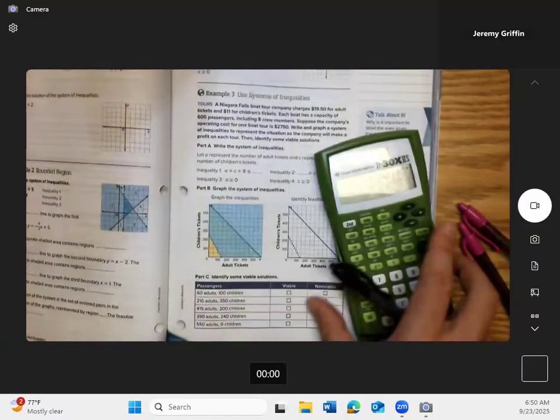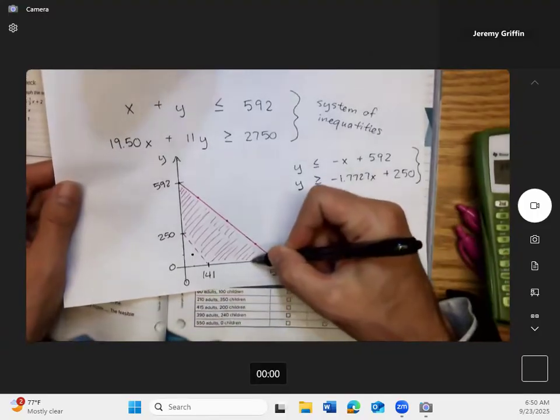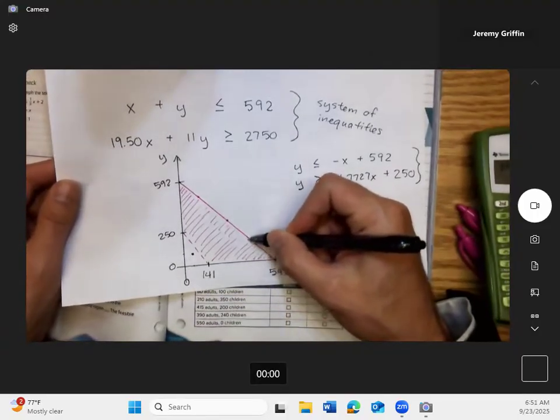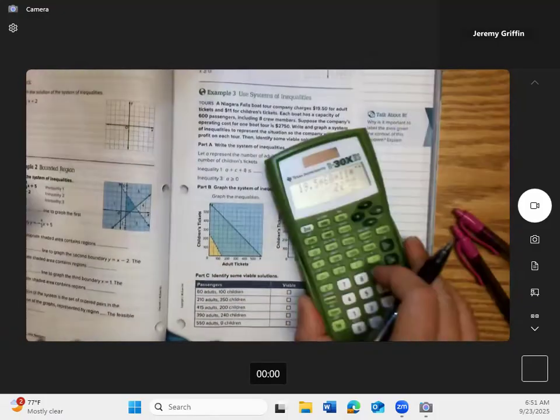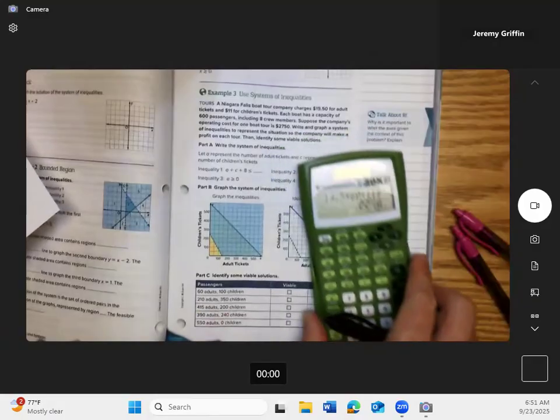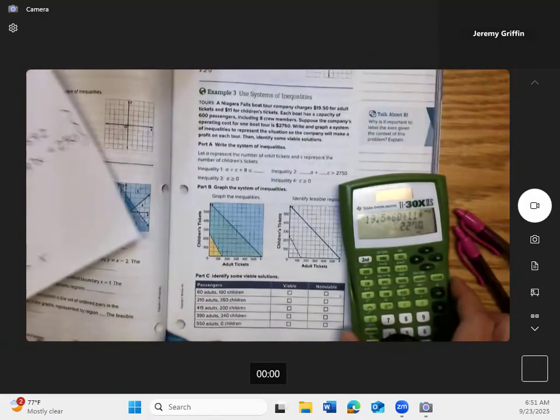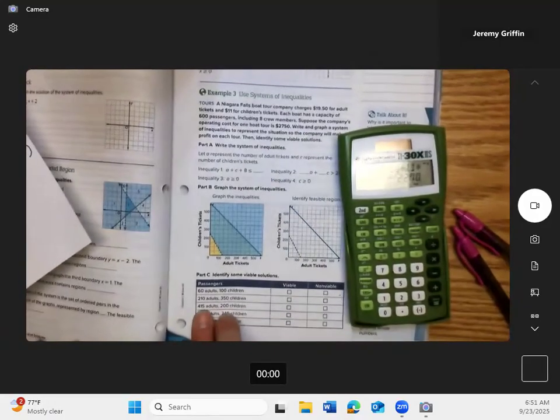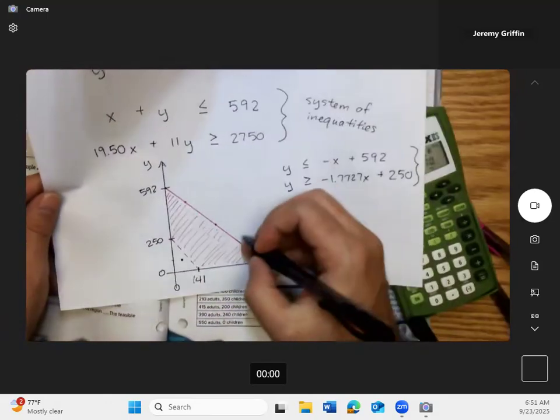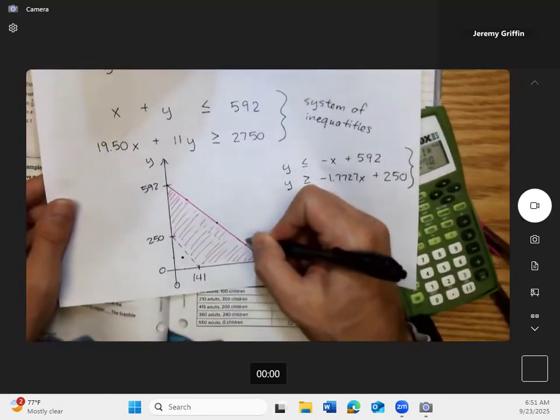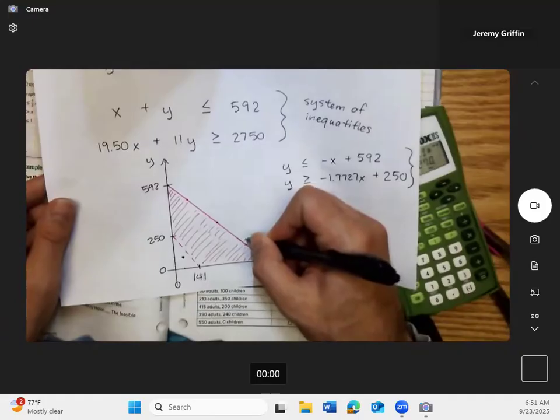Okay. How about 415 adults, 200 children? 415 adults would be kind of here, and 200 children, that's somewhere about here-ish. What does that add up to? 615? Oh, no, that would not work. Because look at this, 415, 200. So probably right about here, actually.